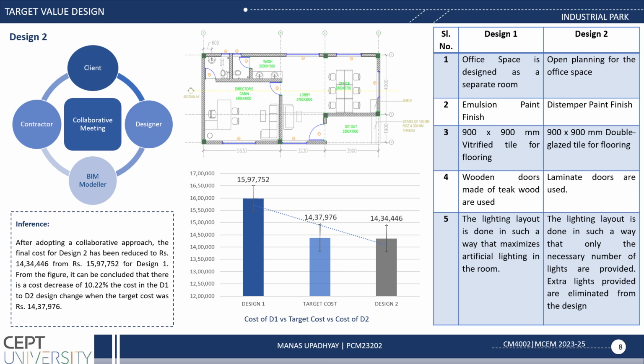After this, design two has been reduced to 14 lakh 34,446. It can be concluded that there is a cost decrease of 10.22%. This is the cost of design one and design two, when the target cost was 14 lakh 37,976.